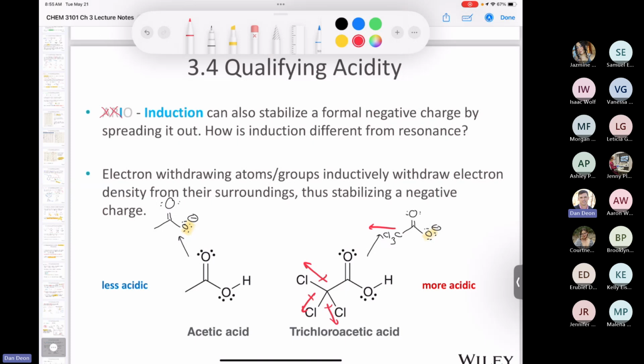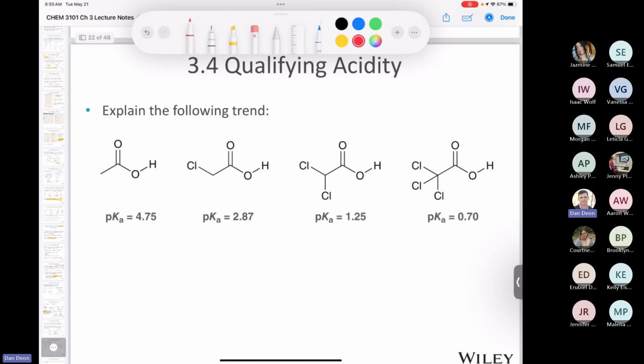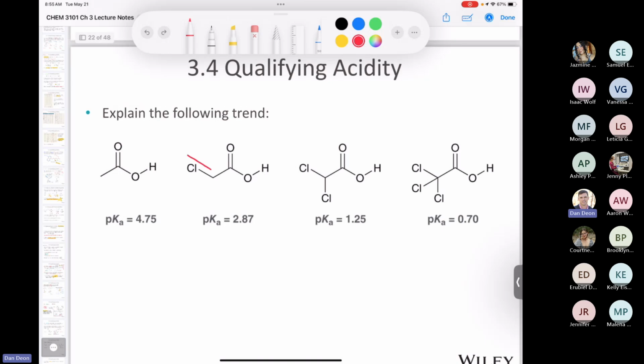Okay, I want to show you one more thing about induction, is that it's actually an additive effect as well. If you look at acetic acid, it has a pKa of around 5, but as you start adding chlorines, look what happens. You add 1, it's got a dipole. The pKa goes down by about 2, okay? You add 2 chlorines, now it becomes even more acidic, and if you add 3, holy smokes, it keeps getting lower and lower and lower.